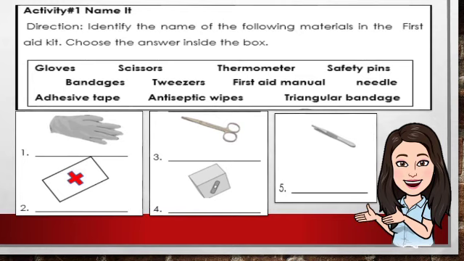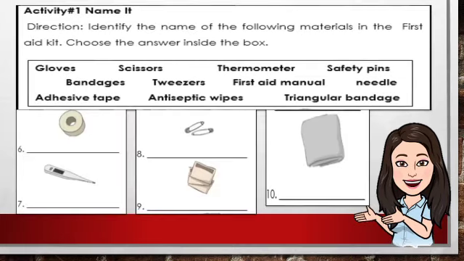To find out if you learned something from our lesson, answer Activity 1 titled Name It. Direction. Identify the name of the following materials in the first aid kit. Choose the answer inside the box. The following choices are gloves, scissors, thermometer, safety pins, bandages, tweezers, first aid manual, needle, adhesive tape, antiseptic wipes, triangular bandage.